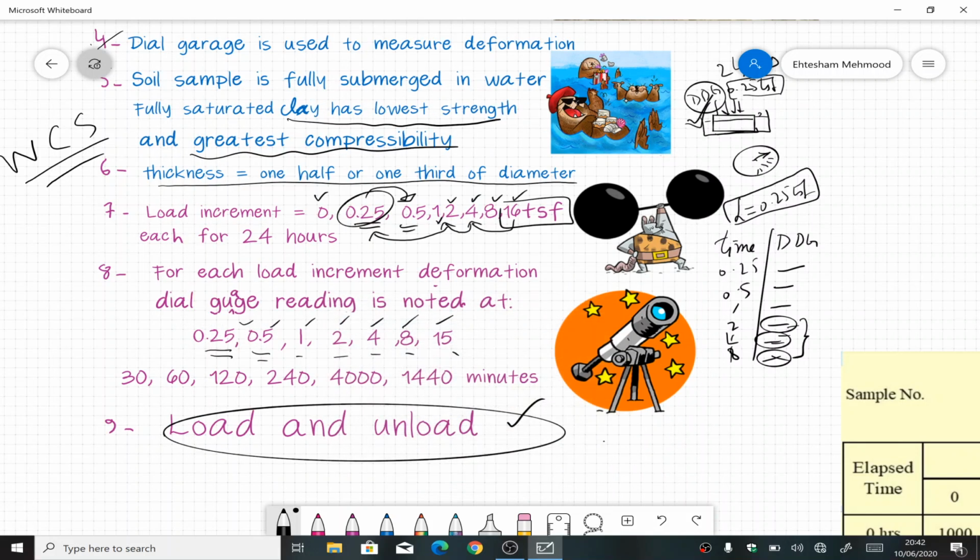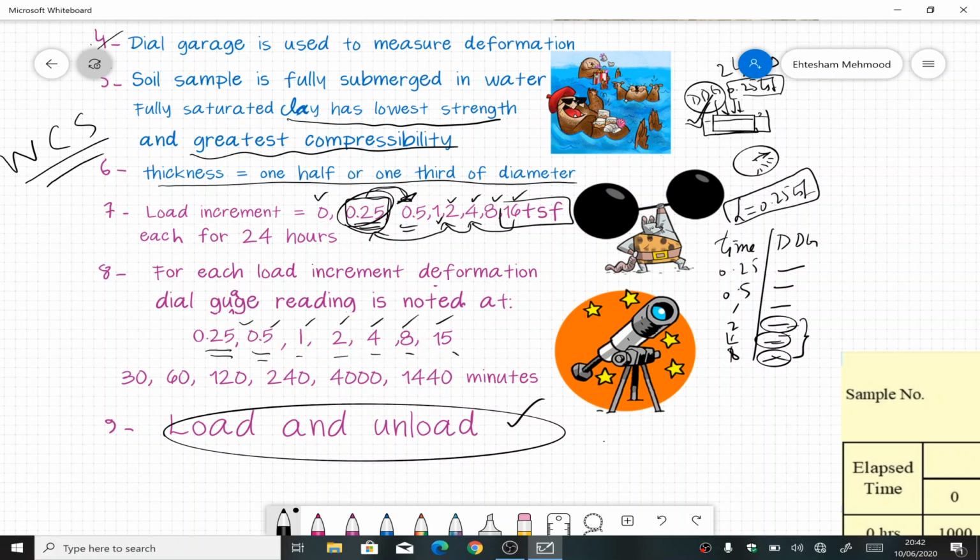So we were discussing the load increments that are going to come on the consolidation test on the soil sample. First of all, the first load increment is 0.25 TSF, and that stays there for 24 hours or when the reading becomes constant. After 0.25 we'll apply 0.5, and that stays there for 24 hours. Either we wait for 24 hours or we look for constant readings of the deformation dial gauge. Whichever happens first, we change the load increment.